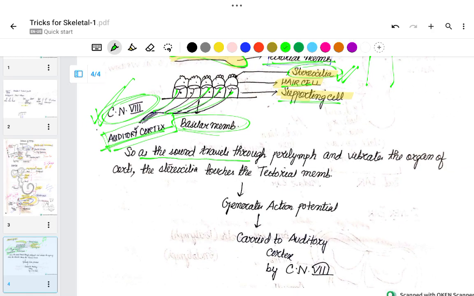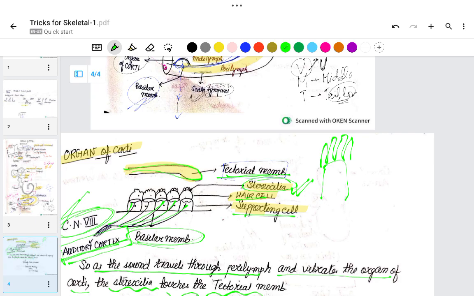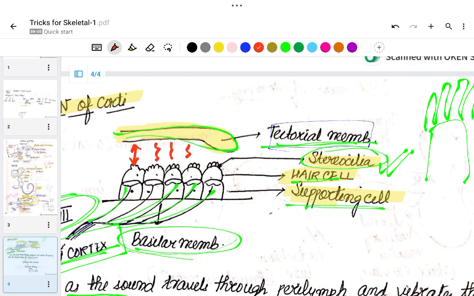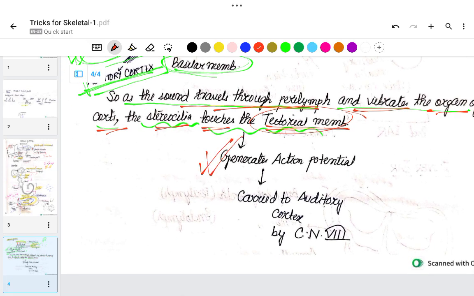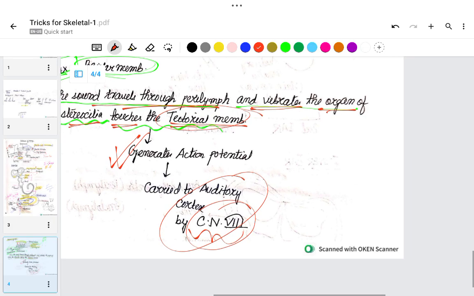As the sound travels through the perilymph and vibrates the organ of Corti, the stereocilia touch the tectorial membrane. The stereocilia are in close proximity to the tectorial membrane. This generates an action potential. We have studied action potential in nerve and muscle fibers. It is carried to the auditory cortex by which nerve? Cranial nerve 8. Which cortex? The auditory cortex. There are many cortexes in the brain. This is the auditory cortex.